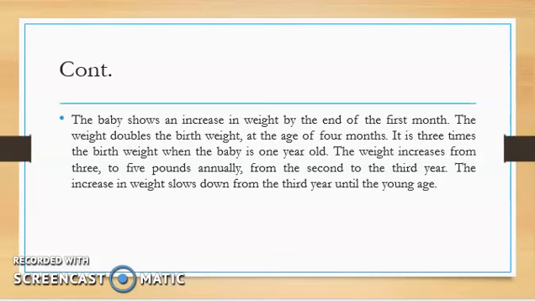The weight increases from 3 to 5 pounds annually. From the second to third year, the increase in weight slows down from the third year until the young age.